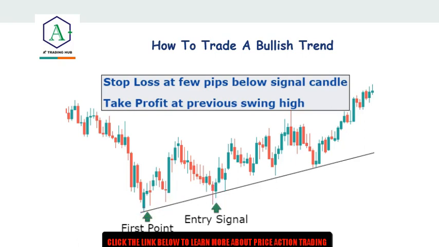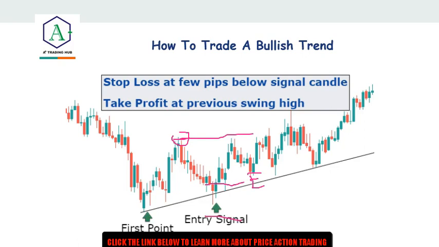When you buy from here, your stop loss will be a few pips below the signal candle. So here we have a hammer, a candlestick formation. Your stop loss will be below here, like 50 pips away from that signal candle, and your take profit will be up here, that is at the previous swing high. So the previous swing high was here, so your take profit will be at this level and your stop loss will be here. Then you take your trade. Entry will be when that signal candle closes. So you see you have had your trade there. That is how you trade a bullish trade.